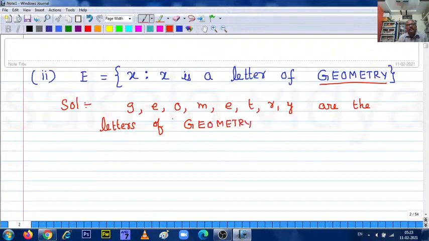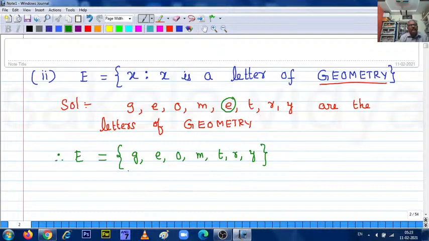Geometry. But in this one, E is repeated. Don't consider the repeated one; repeated means just round it up. So consider G, E, O, M, T, R, Y as the elements of the set. First write down like this: G comma, E comma, O comma, M comma, T comma, R comma, Y. Braces, write down. These are called braces. In between the braces we need to write the elements. So this is called roster form for the given set.